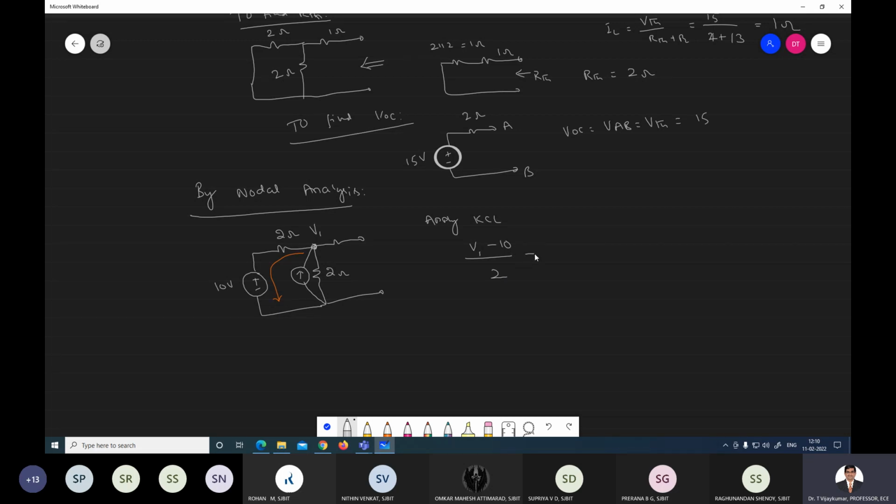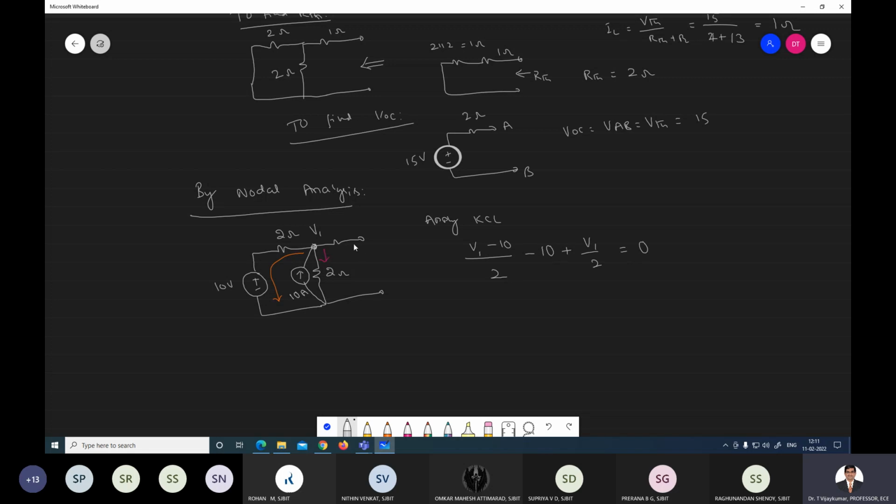Current is entering the node. What is the current value given? 10 amps. In the original circuit, they have given a current of 10 amp. Entering the node, minus 10. If it is leaving the node, plus 10. It is entering the node, therefore it is minus 10. What is the current flowing through another branch? That is V1 by 2. So V1 by 2 is equal to 0.